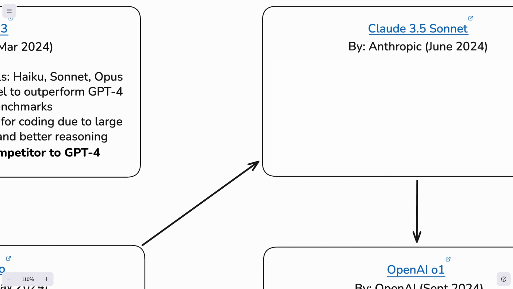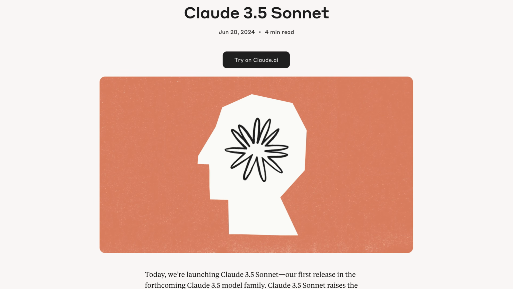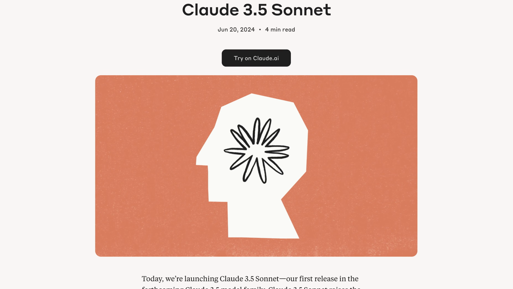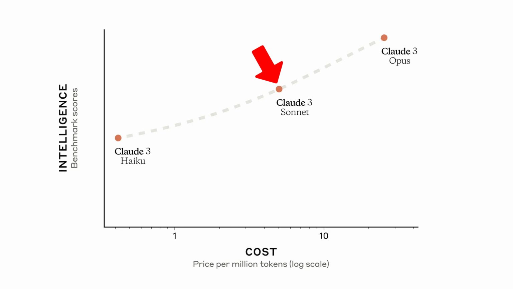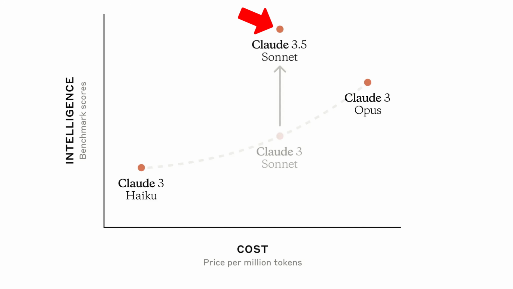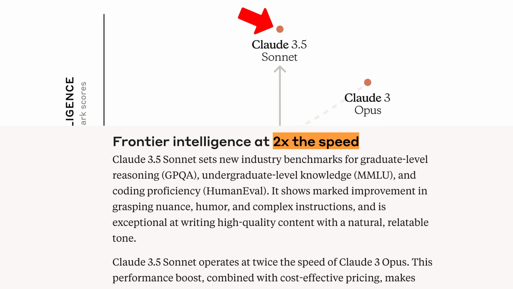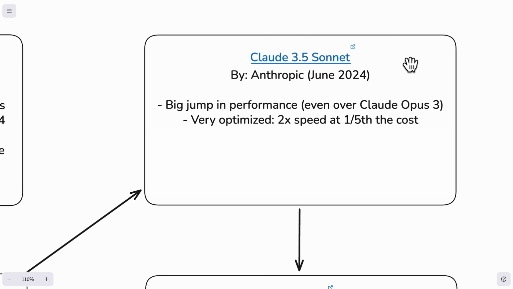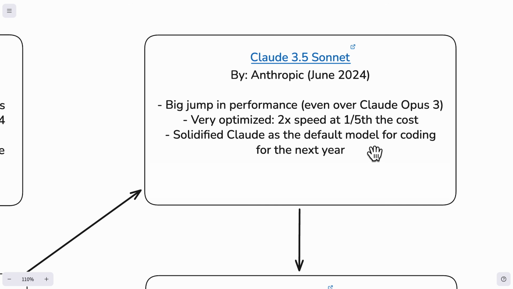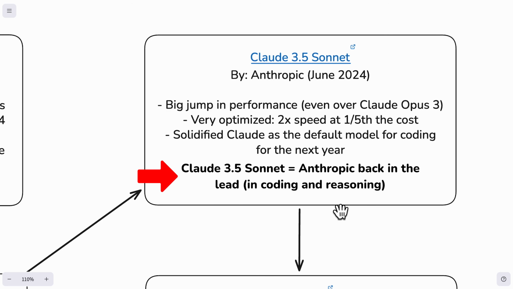Just a month later, Anthropic releases Claude 3.5 Sonnet, which is basically an optimized version of Claude 3. Even though Sonnet is supposed to be the mid-range model, it outperformed Claude 3 Opus, and it often had 2 times the speed at 1/5 the cost. So it was much more optimized than Claude 3. This also solidified Claude as the default model for coding for at least the next year. So Claude 3.5 Sonnet put Anthropic back in the lead in coding and reasoning.